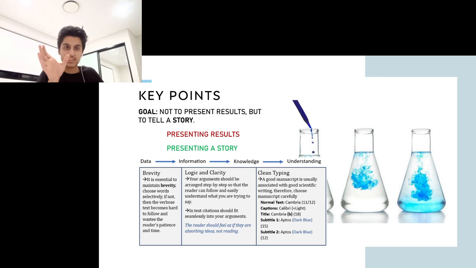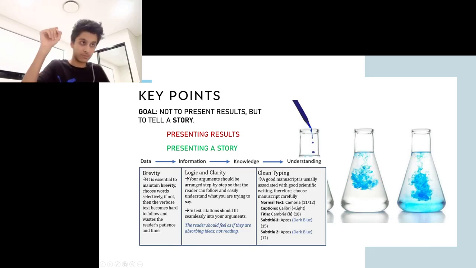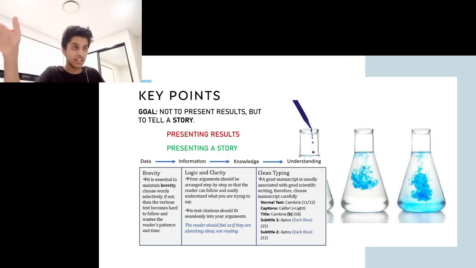And so here's the manuscript that I've come up with. When you're writing normal text, you want to use Cambria 11 or 12 size. For captions, for photos and graphs, you want to use Calibri. If you're writing the title, you want to put Cambria in bold with 18 font size. Subtitles, I like using Aptos, and yeah. So that's that.